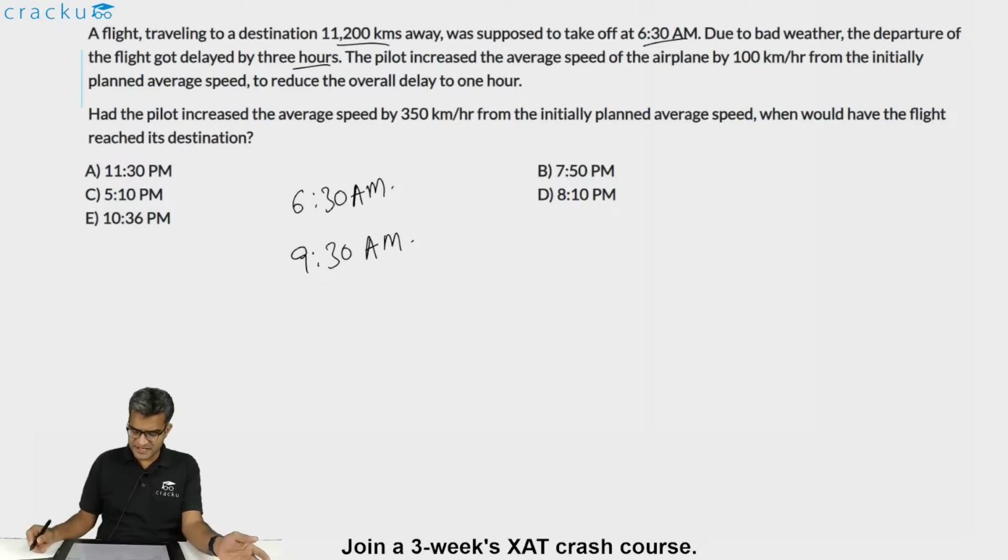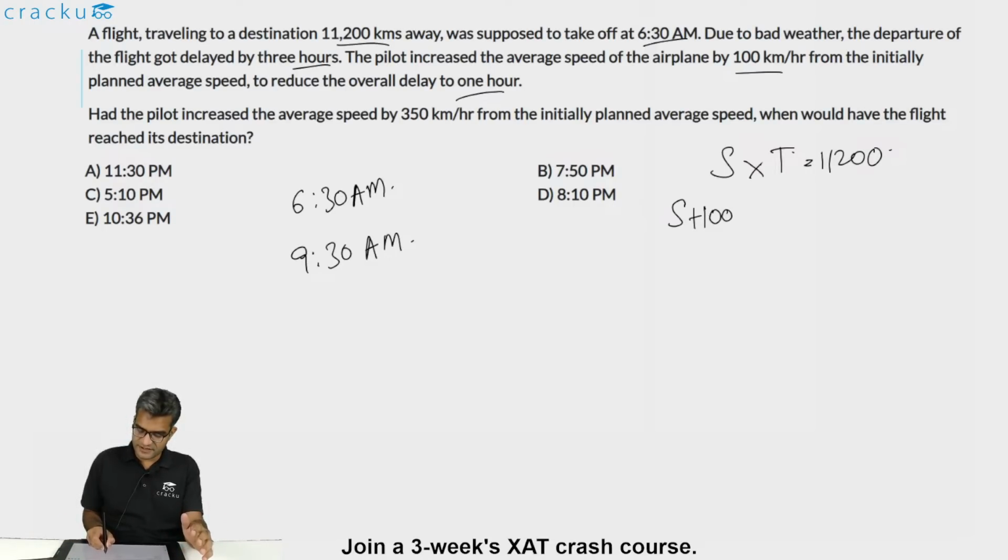The pilot increased the average speed of the airplane by 100 kilometers per hour from the initially planned average speed to reduce the overall delay to 1 hour. So let us assume that the original speed is s and the original time it takes is t hours. So s into t is 11,200, which is the total distance it has to travel. But now the speed is increased by 100 kilometers per hour. So now it is traveling at s plus 100.